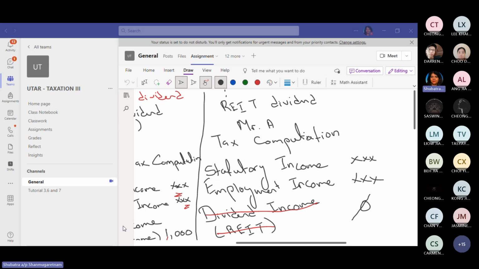Any question, guys? This is the last time I'm going to explain dividend for REIT and dividend for unit trust. Is there any questions? Do you all understand? Come on, guys. Do you all understand? Anyone has any questions about it?